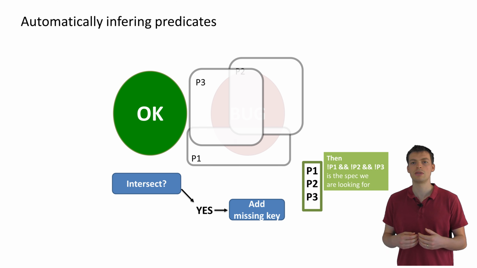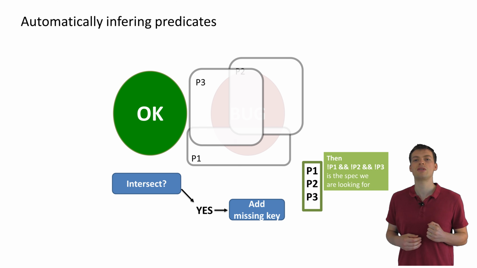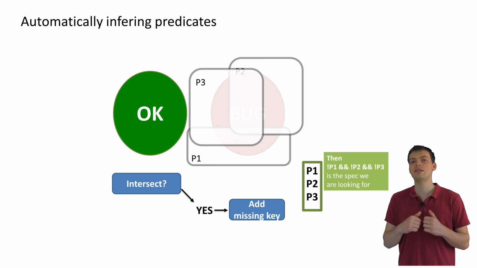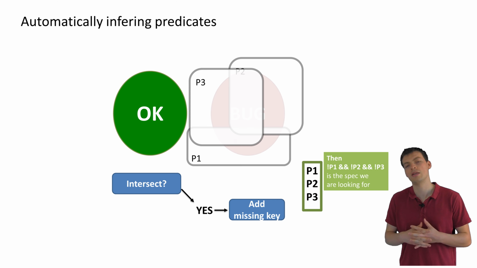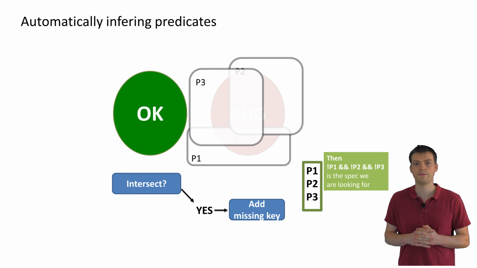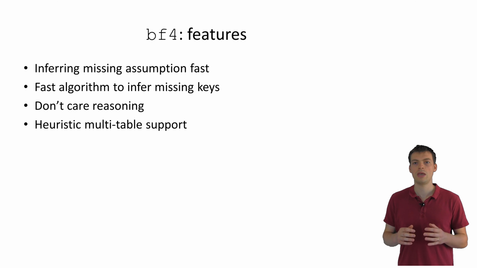They read as follows. If an entry matches either P1 or P2 or P3, then this entry is essentially a bug. Otherwise, you can insert it and it's fine. Okay, other than what I've shown you so far, bf4 also has some extra features and optimizations. I'm not going to go into the details, you can find them in the paper. I'm just going to focus on one of them.